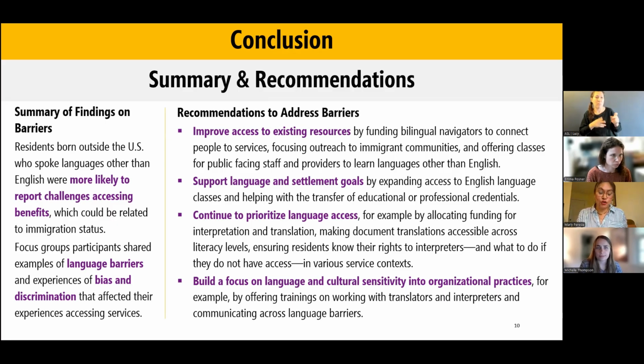And the third one is to continue to prioritize language access. Different approaches such as funding for translation or interpretation, ensuring translated information across literacy levels, and access to fair interpretation services in various service contexts. Build a focus on language and cultural sensitivity into organizational practices. How? By receiving training in translation and interpretation services and seeking further communication methods to reduce the language barriers with clients.